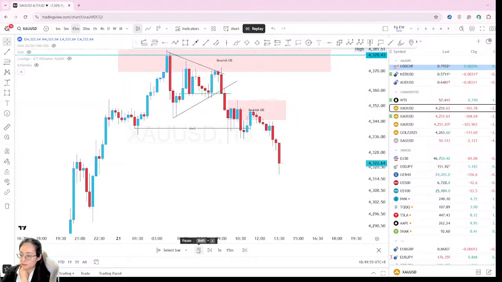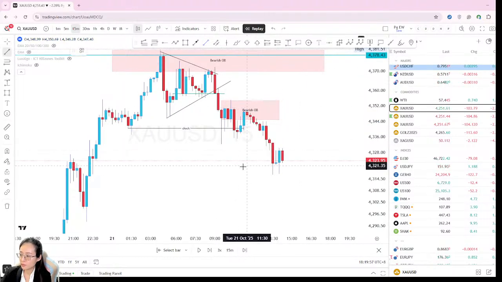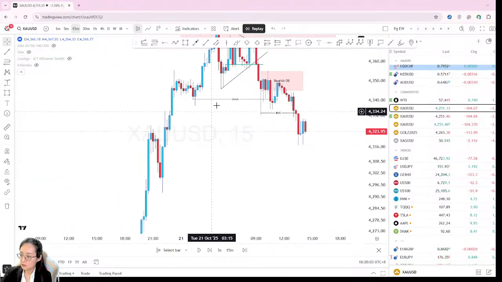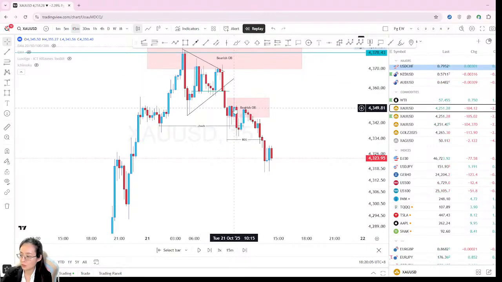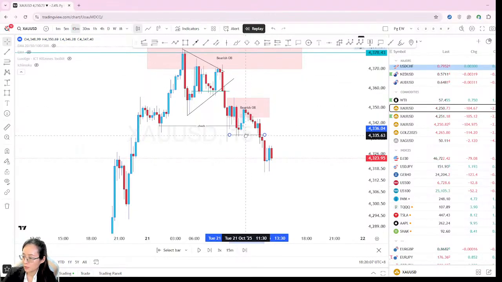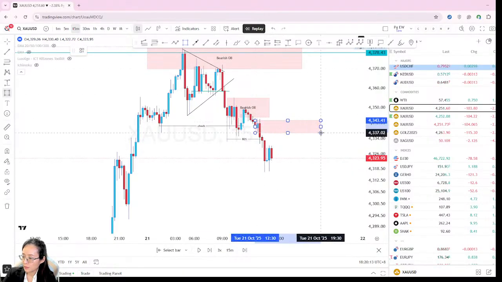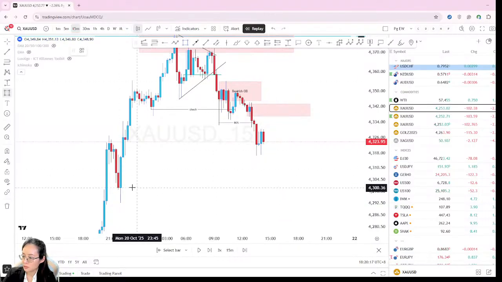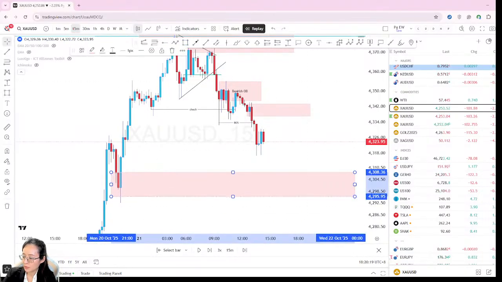By falling, and now this is your BOS, okay. Change of character here, pull back to the OB and make the break of structure either here, right? And price might pull back, they might pull back here again, or they just continue to go, or here you may see it might respect here.